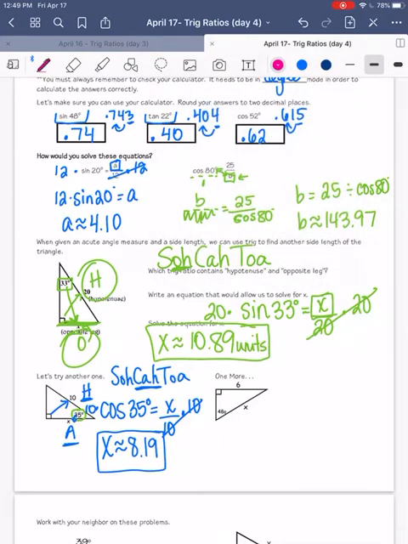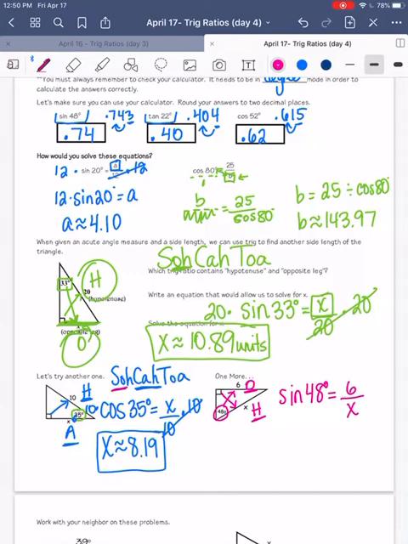Okay, so according to my 48 degrees, this 6 would be labeled O because it's opposite, and the x would be labeled the hypotenuse. So which trig function uses the O and the H? And that is sine. So I'm going to write sine and then the degrees, 48 degrees, and then your equal sign. And sine is O and then H, so O and then H.